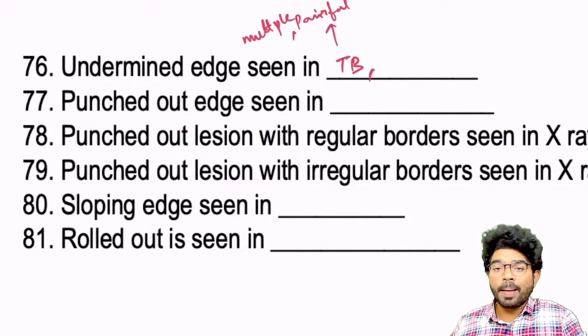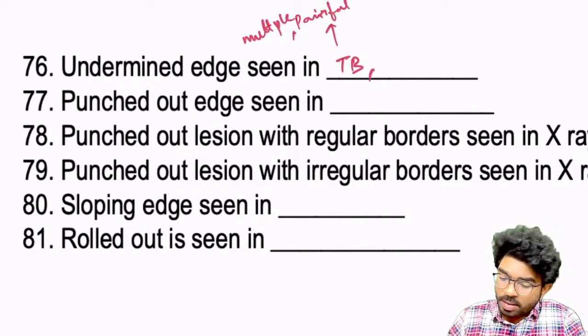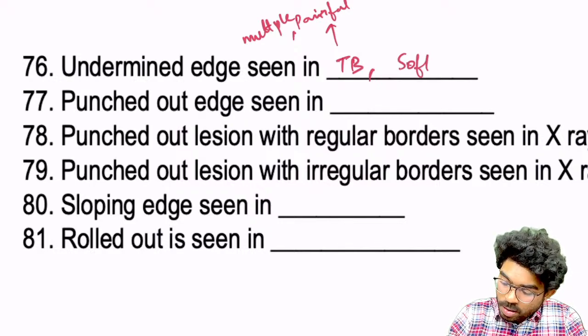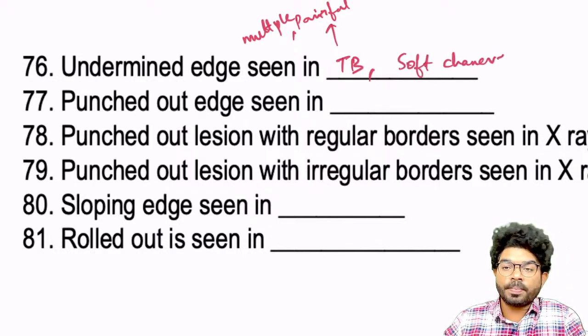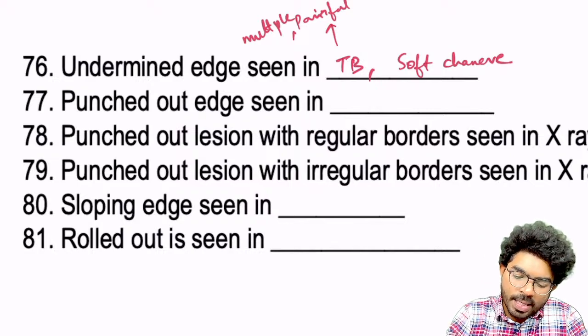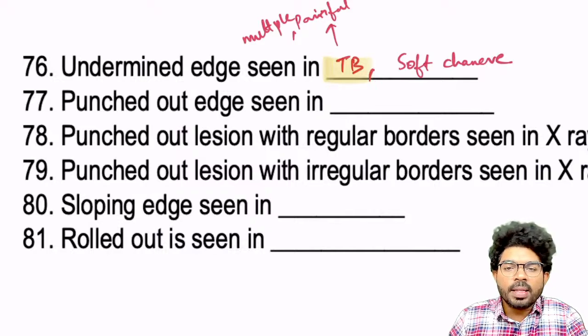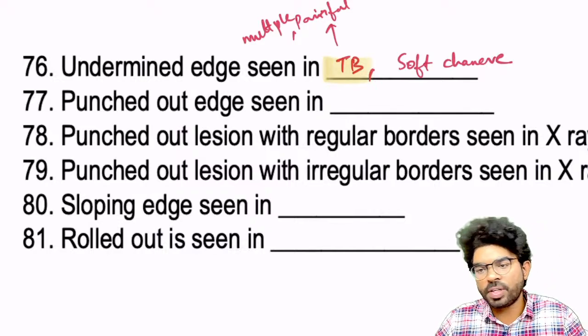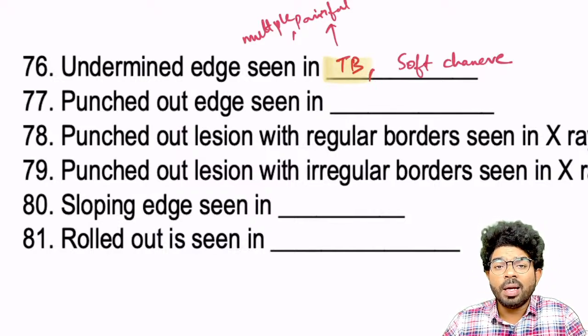Now the other example that I want to stress for undermined edge is soft chancre. The undermined edge is seen in soft chancre. The very commonly asked example for this is TB, definitely. The other example, if you want to add, you can add it. Soft chancre can come under undermined edge.